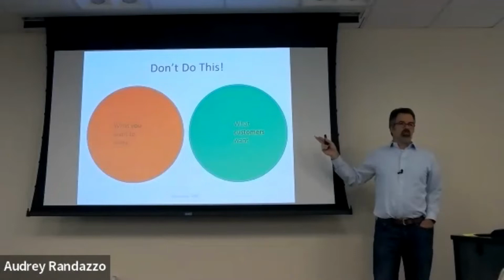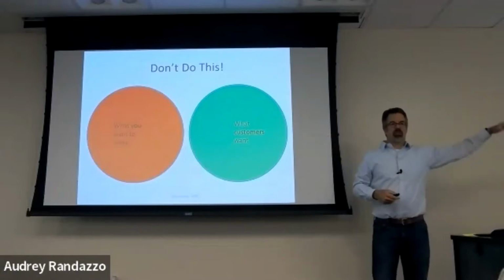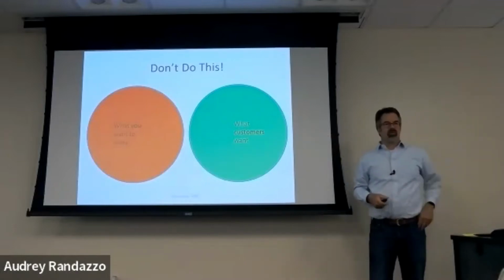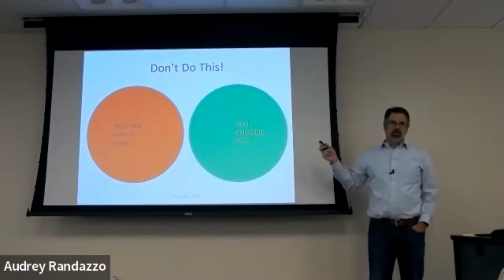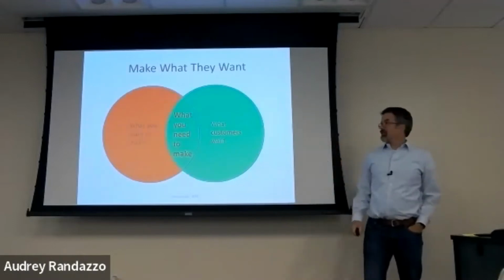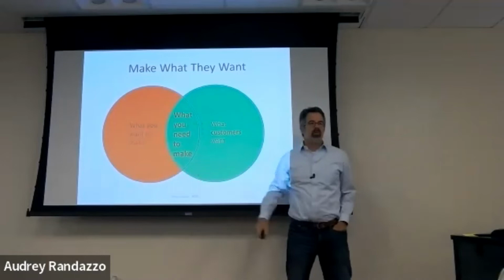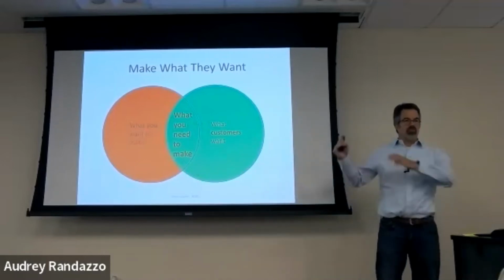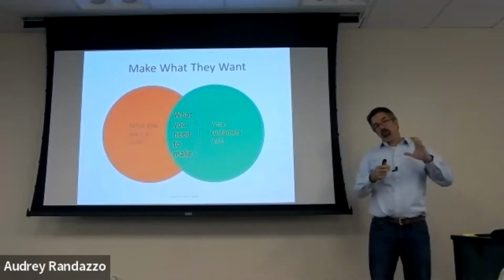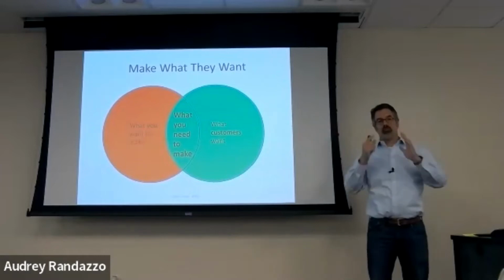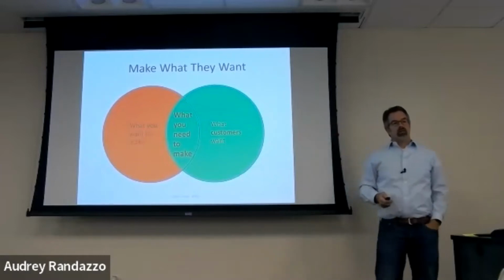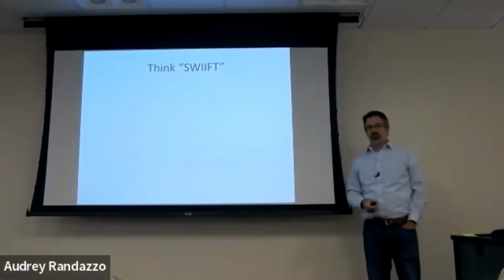Don't do this. Just don't go make something that you think is a good idea. That's a horrible idea. Figure out what the customers want, bring it together, and find that overlap. That's the key to customer discovery. Find out what the customers want, make sure it overlaps with what you want, what you can do, what you're special at, ideally. Think Swift. Who's heard of Swift?